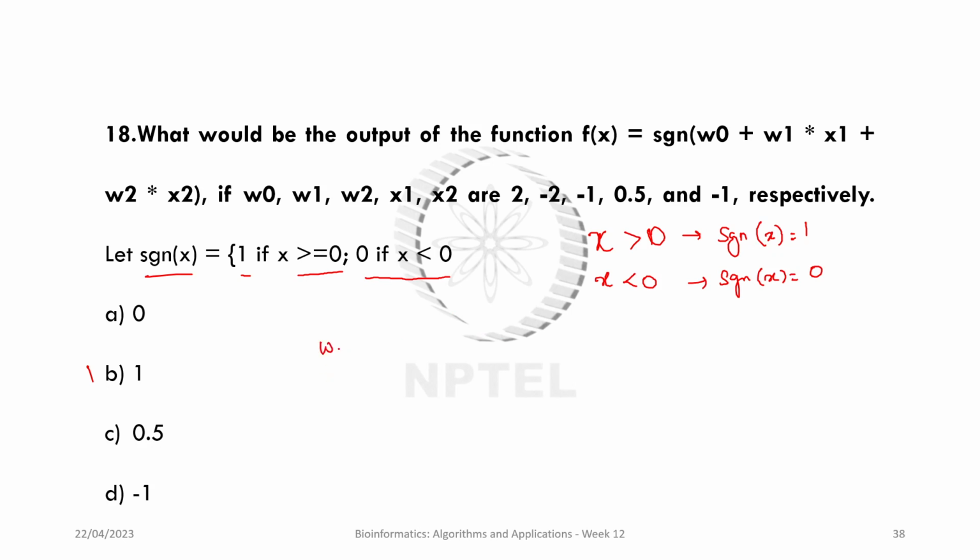And now we have W0 is equal to 2, W1 is equal to minus 2, W2 is equal to minus 1, X1 is equal to 0.5, X2 is equal to minus 1. So first let's do this equation. Those who are working in parallel can finish off and give the answer.